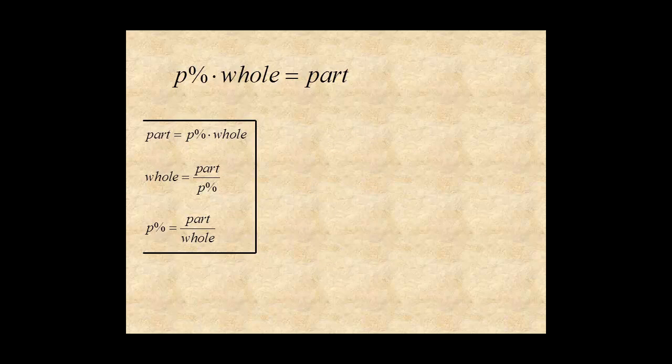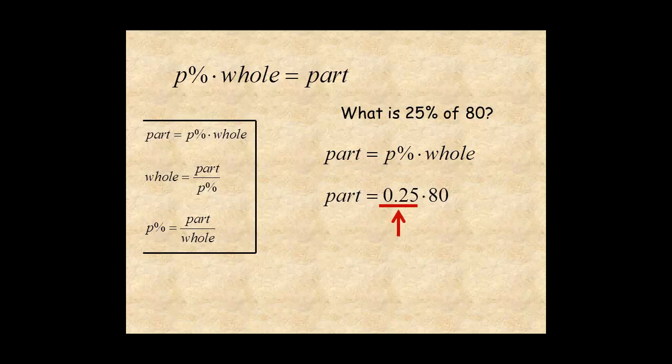For example, the first question, what is 25% of 80? For this question, you're asked to find the part. Substitute into the model, 25% written as a decimal, 0.25. Substitute whole equals 80. Then do the long multiplication, 80 times 0.25, and the answer is 20. So 20 is 25% of 80.